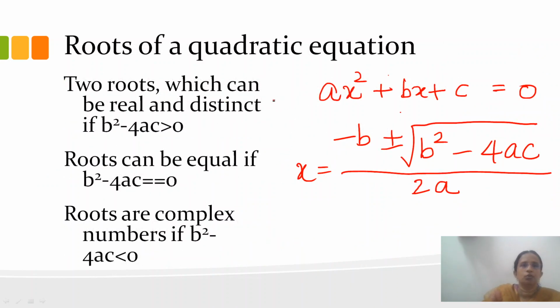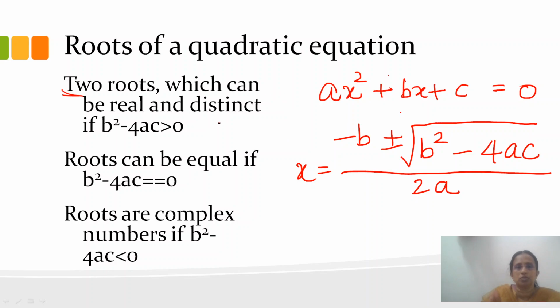Another question is to find the roots of a quadratic equation. You know that a quadratic equation has two roots. The roots can be real and distinct if b square minus 4ac is greater than 0. Suppose your equation is ax square plus bx plus c equals 0. The roots are minus b plus or minus square root of b square minus 4ac by 2a. Okay. If this one is greater than 0, you will get two roots: minus b plus this value and minus b minus this value.